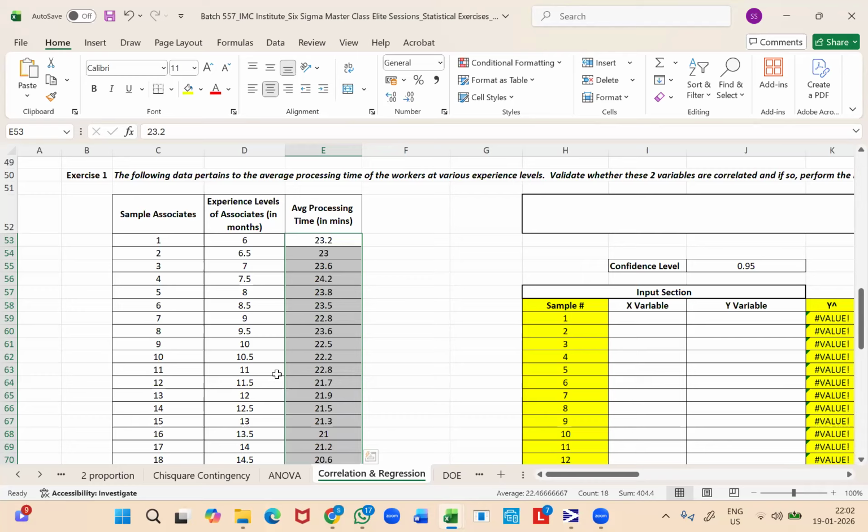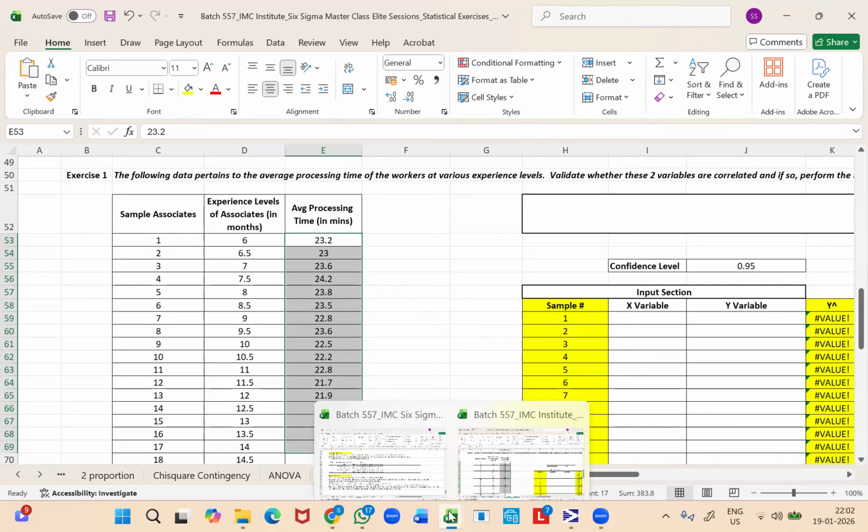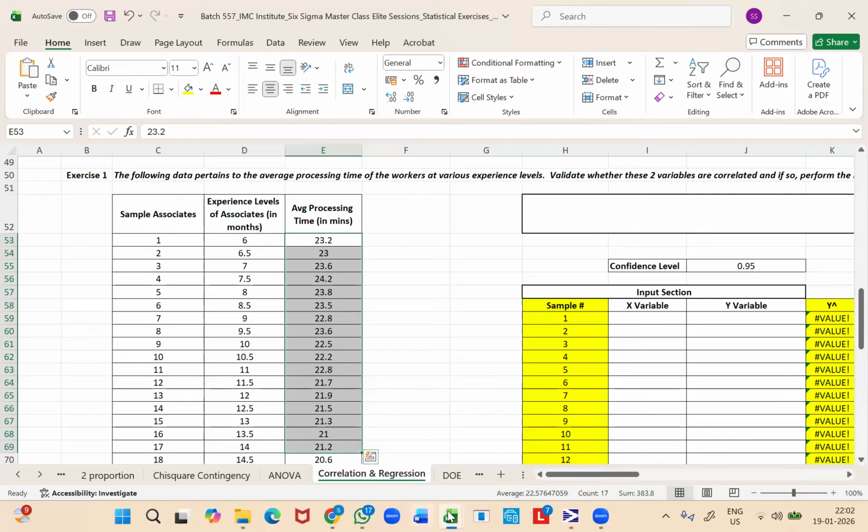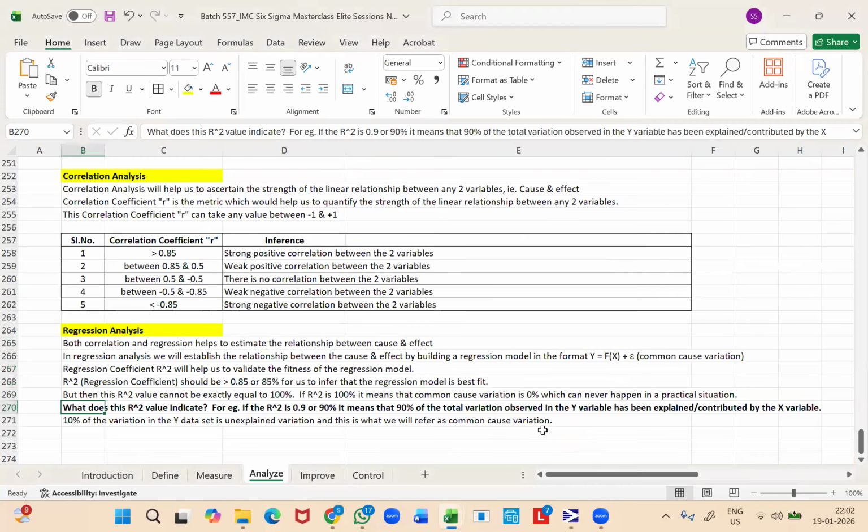So R square is 0.9. We will say 90% of the total variation pertaining to this Y data set has been explained or contributed by the X variable, and the balance 10% is what we would regard as common cause variation. That is quantified and expressed as epsilon in the regression equation, right? Now you can understand how this epsilon can never be equal to 0 in a practical situation. It can be closer to 0, but it cannot be exactly equal to 0.